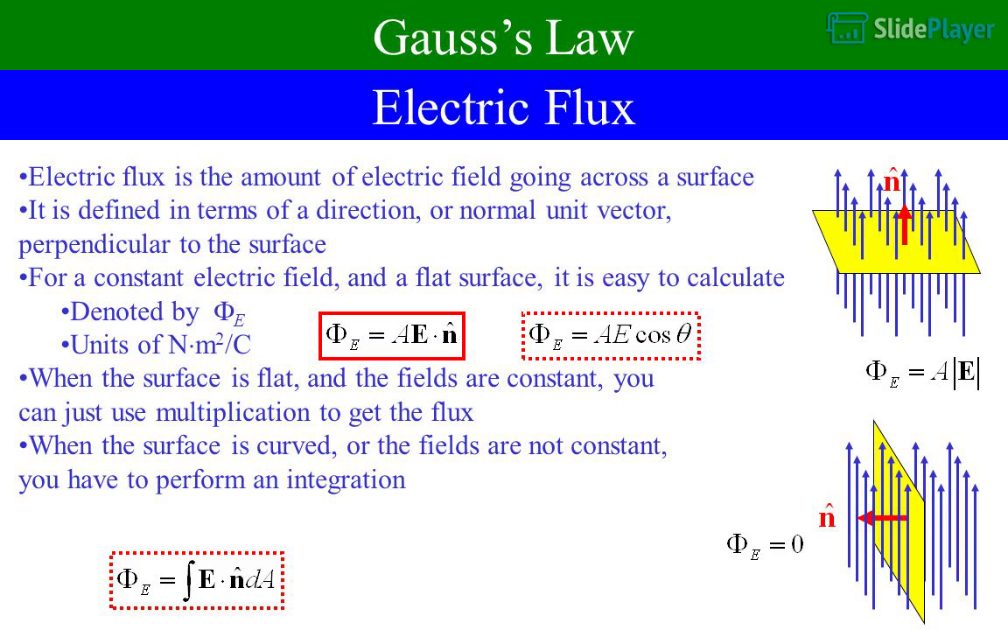Gauss's law. Electric flux. Electric flux is the amount of electric field going across a surface. It is defined in terms of a direction, or normal unit vector, perpendicular to the surface. For a constant electric field and a flat surface, it is easy to calculate, denoted by Φ_E.